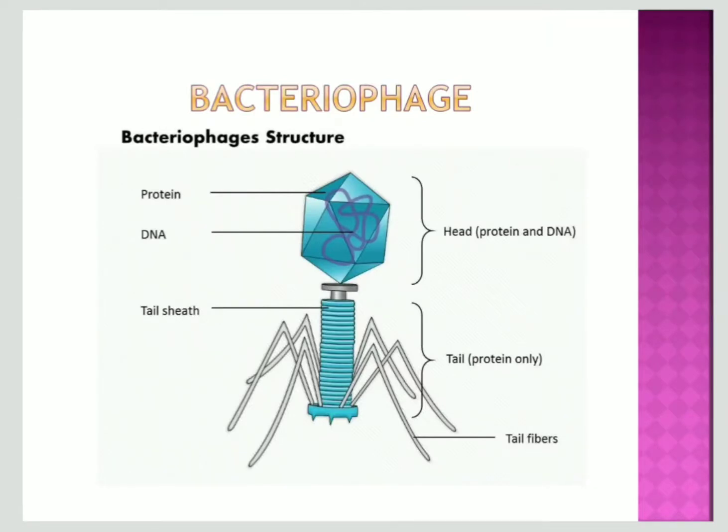Many different types of bacteriophages are present. The tail fiber number differs in them. There is a collar in between the head and the tail.